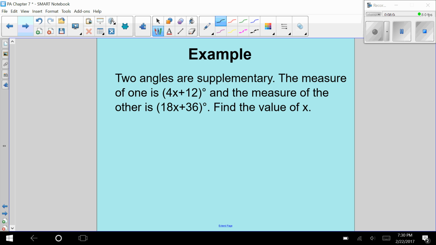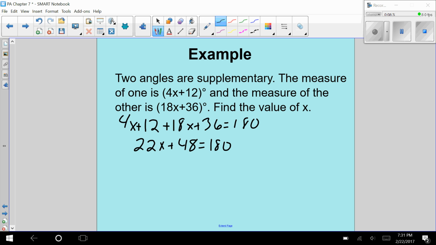Try this one. Two angles are supplementary. The measure of one is 4x plus 12, and the measure of the other is 18x plus 36. Find the value of x. All right, if these angles are supplementary, that means they add to 180. So 4x plus 12 plus 18x plus 36 equals 180. 4x plus 18x is 22x, plus 12 plus 36 is 48, equals 180. Subtract 48 off of both sides. We get 22x equals 132. Divide by 22, and x will equal 6.